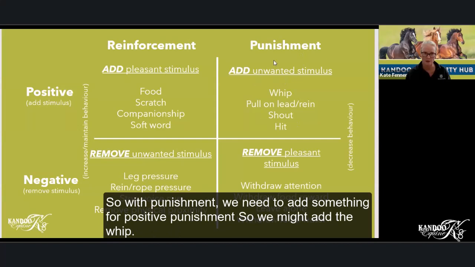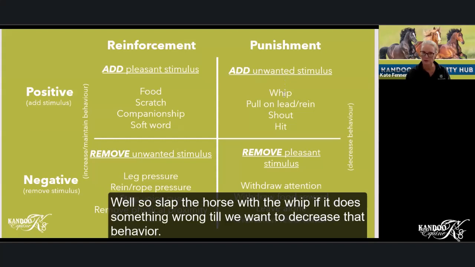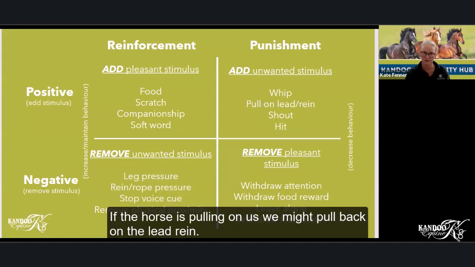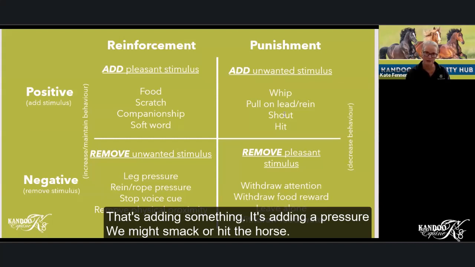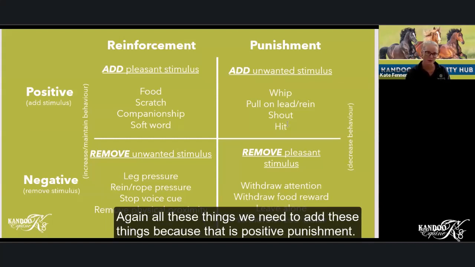So with punishment, we need to add something for positive punishment. So we might add the whip. Or slap the horse with the whip if it does something wrong. So we want to decrease that behavior. If the horse is pulling on us, we might pull back on the lead rein. We might shout at the horse or blow a raspberry at the horse. That's adding something. It's adding a pressure. We might smack the horse, hit the horse. Again, all these things, we need to add these things because that is positive punishment.